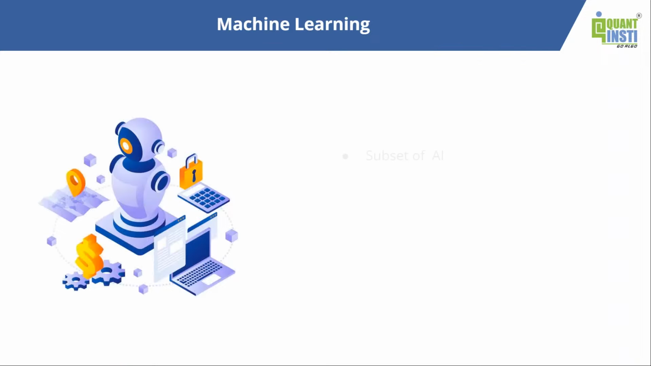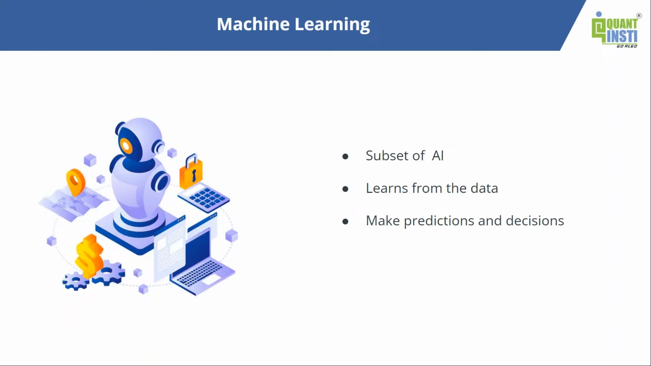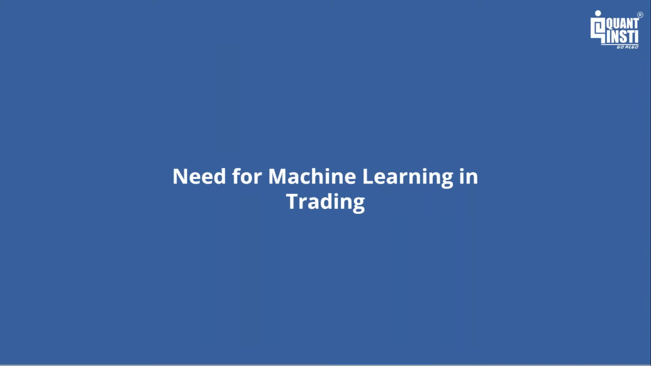So let's move ahead. To summarize, machine learning is a subset of AI which actually learns from the data, and according to its learning, it will make predictions and also help you take certain decisions based on those predictions. So this is a bit of an intro on machine learning.